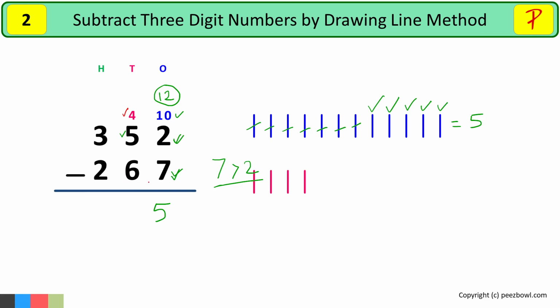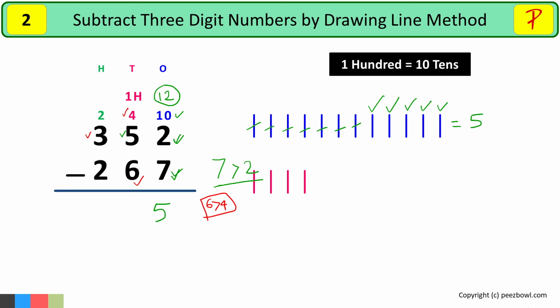In 267, we have 6 at the tens place, and we need to subtract 6 tens from 4 tens. This is not possible because 6 is bigger than 4. So, in this case, I will borrow 100 from 300. After borrowing, there will be 2 at the hundreds place and 1 hundred, or 100, at the tens place. As we know that 100 is nothing but 10 tens, I will replace 100 by 10 tens.